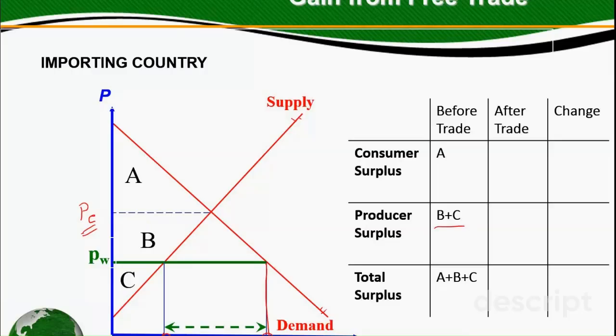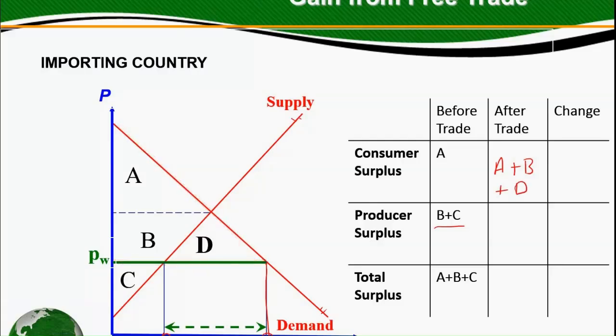After it opens up to trade, what is the consumer surplus? Well, the consumer surplus in this case would be given by the area below the demand function and above the equilibrium price that's operating for this economy now, right? So for this economy, it faces the world prices. So after trade, the consumer surplus is given by A plus B, and then there's another triangle, D. So it's A plus B plus D.